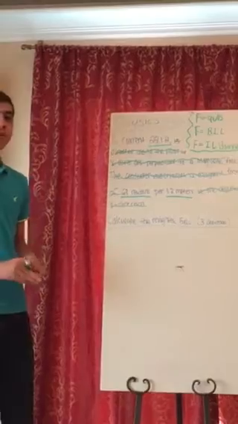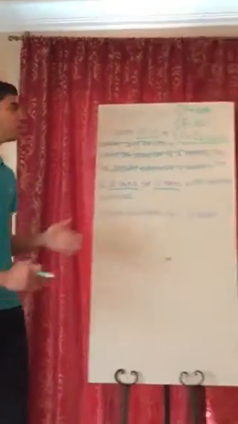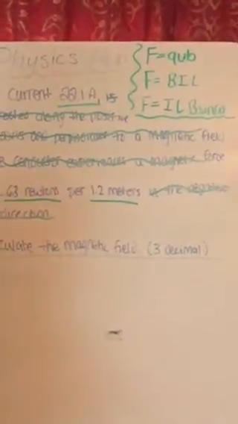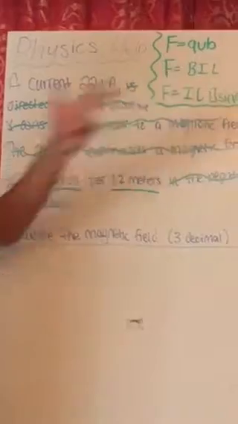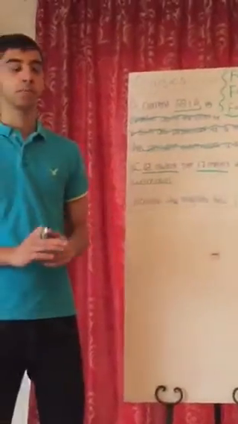Now, you look at your equations. You do have three equations. F equals QVB, F equals BIL, and F equals IL B sine angle. Here, we can't use the third one because we're not given an angle. We can't use the first one because we're not given a charge. That leaves us with the second one.